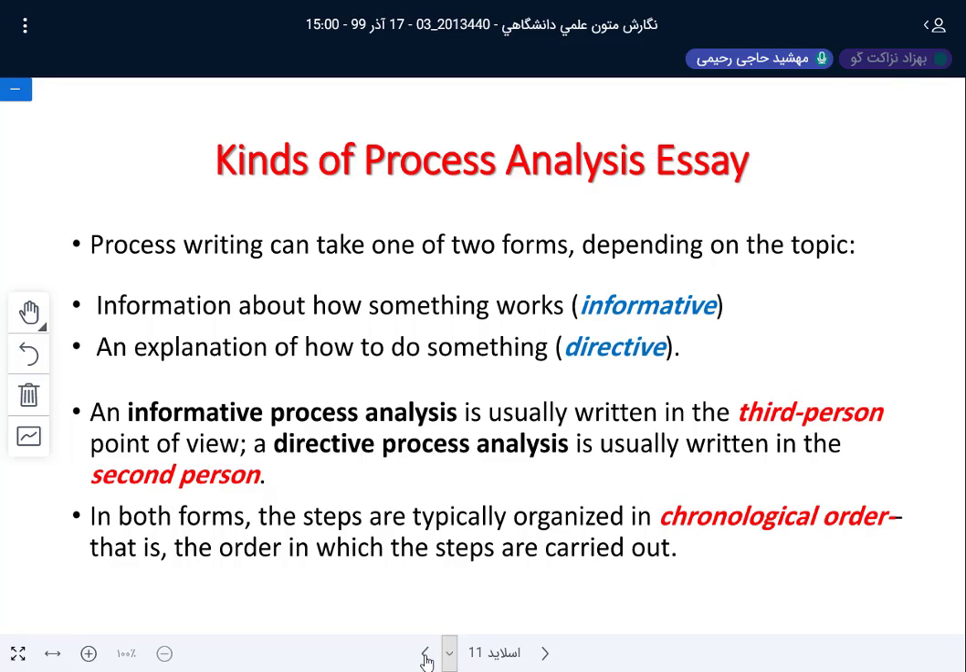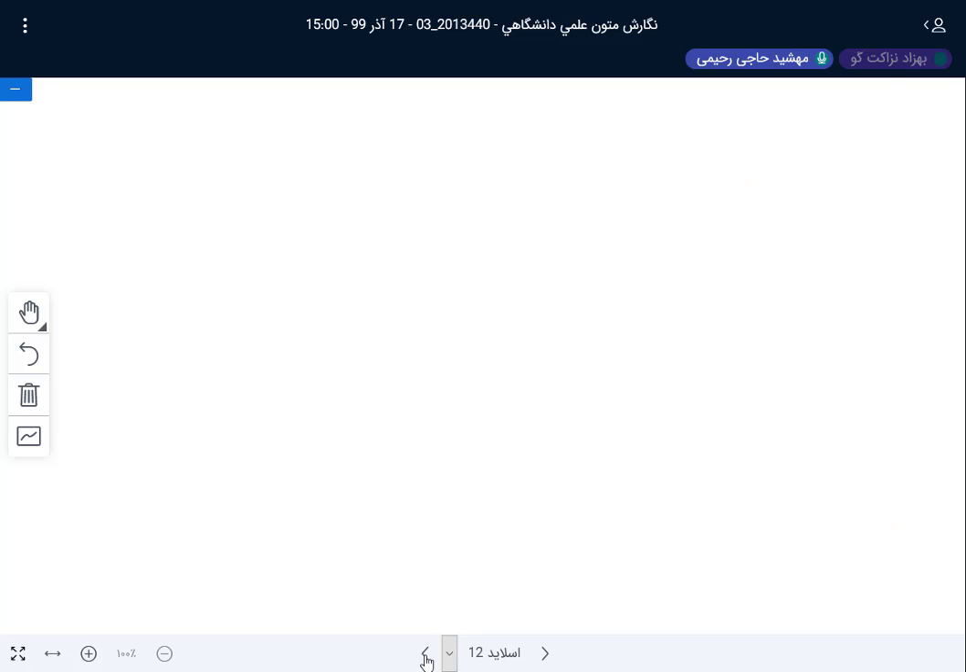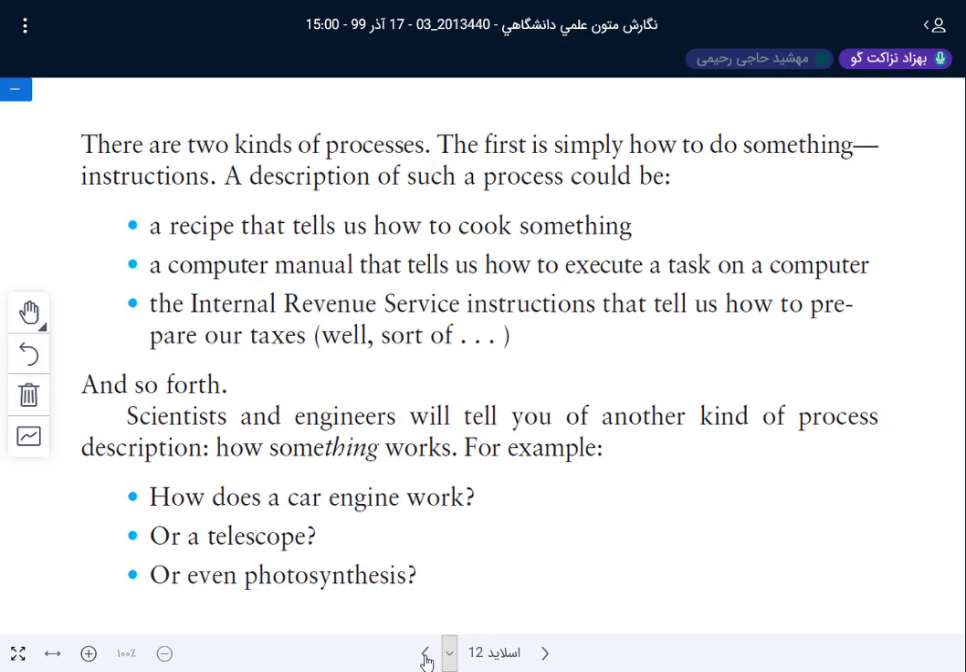In both forms, the steps are typically organized in chronological order, that is, the order in which the steps are carried out. In order of time. There are two kinds of processes.